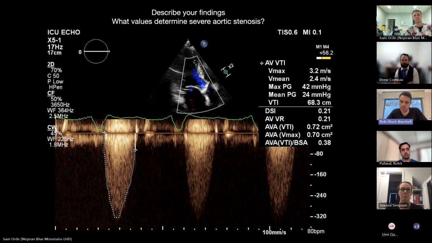So we've looked at maximal velocity. Severe would be greater than 4 meters per second. Mean gradient greater than 40 is severe. DSI less than 0.25, and aortic valve area less than 1, or index less than 0.75.